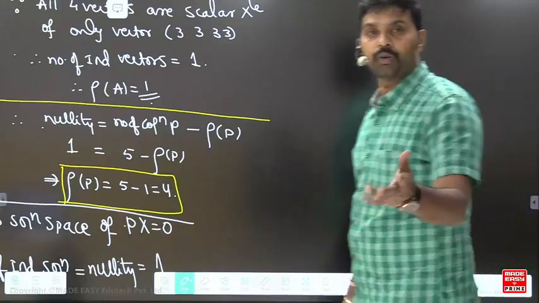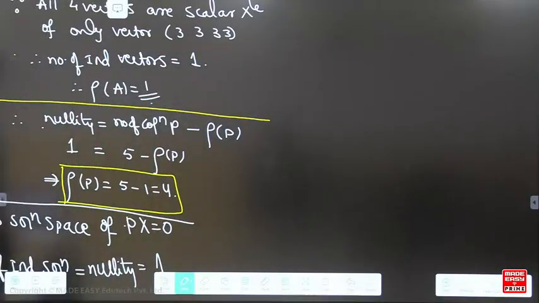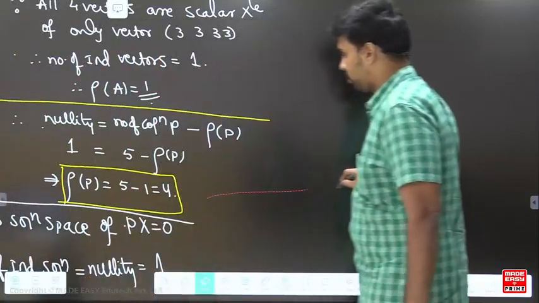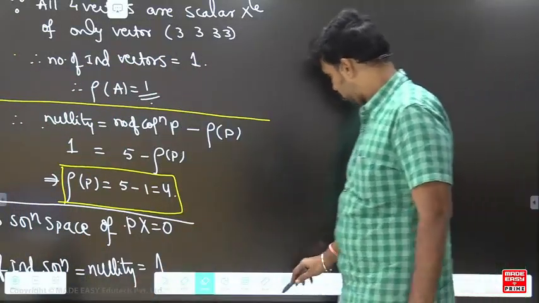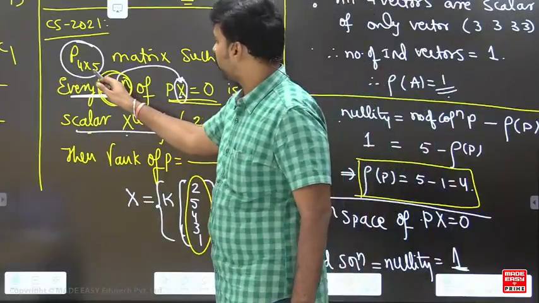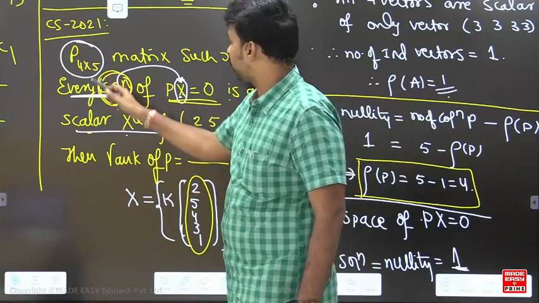Now let's move on to the next concept. Sir, why is the number of columns not 3 here? Ritan Das, what is the number of columns of P? 5, right? The number of columns is 5, where does 3 come from?